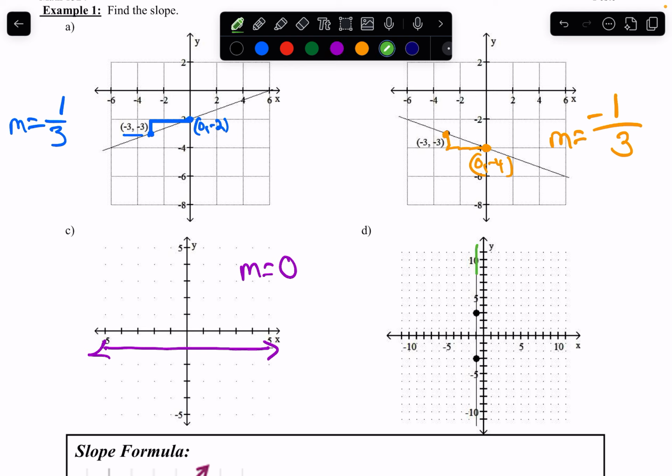On D is where we have the horizontal, no, I keep confusing. This is a vertical line. So we have a rise, but we don't have a run. So run is a 0. And remember, we are dividing by the run when we're calculating the slope, and we cannot divide by a 0. So the slope is undefined for the vertical line. Okay, so that's how you get the slope from the graph.